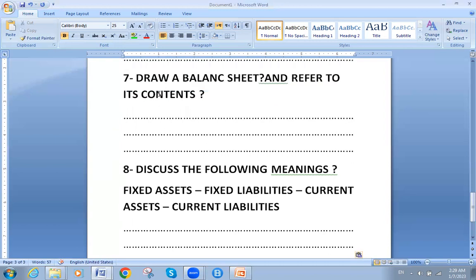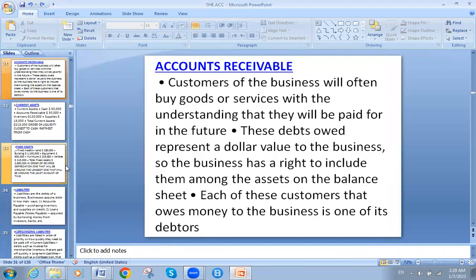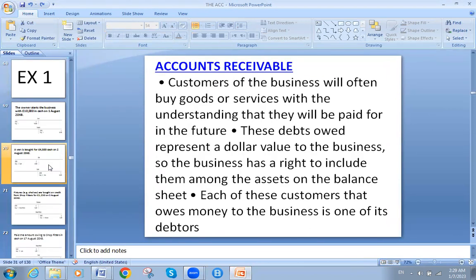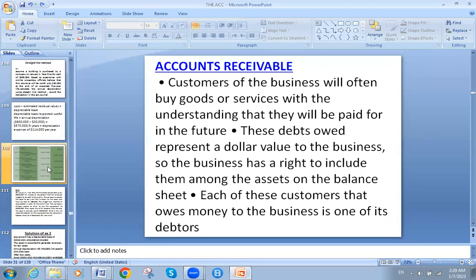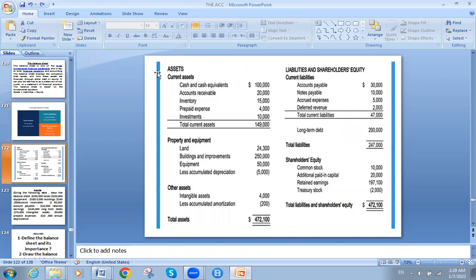So today we talked about the meaning of the balance sheet, and we saw the balance sheet components. I showed you an example of a balance sheet. We said that total assets will equal total liabilities plus owner's equity. Here we had the components of a balance sheet, the assets on the left side and the liabilities on the right side. The current assets are on the left, and current liabilities will be on the right. Fixed assets on the left, fixed liabilities will be on the right.